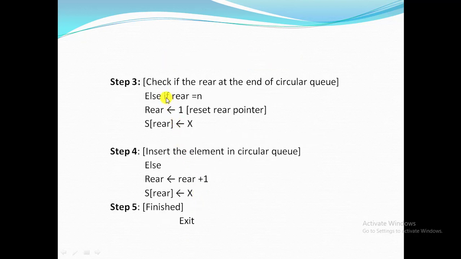Next we'll see whether the rear is at the end of the circular queue. That means if rear is equal to n, at that time also we have to set rear is equal to 1 and s of rear is equal to x, which is the element to be inserted. Otherwise, we insert the element in the circular queue by incrementing the pointer: rear is equal to rear plus 1 and s of rear is equal to x.